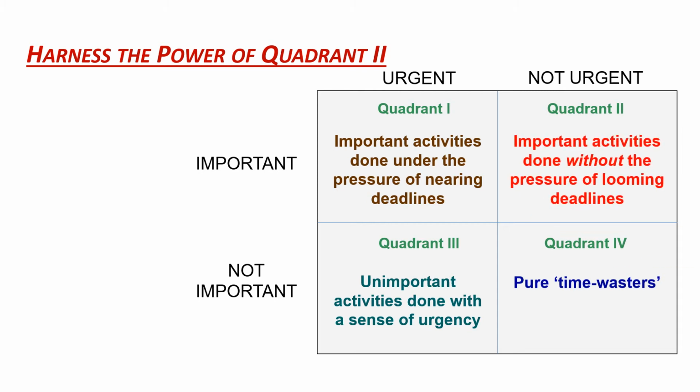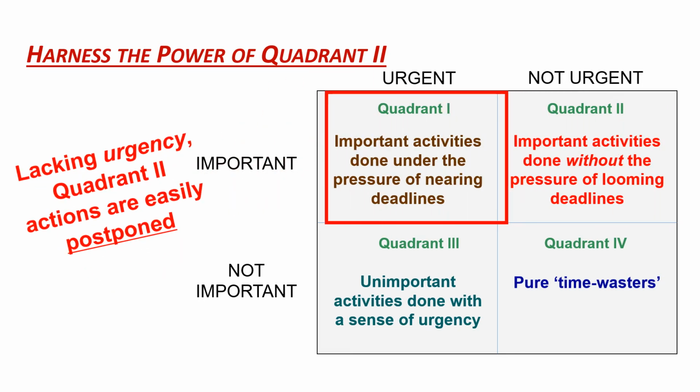And then finally, those things which are important, yet done without a sense of urgency. That's the sweet spot, and that's where we want to live. However, because we don't feel the urgency of the moment, these things are easily postponed, and that's where the procrastination bug comes in and bites us.